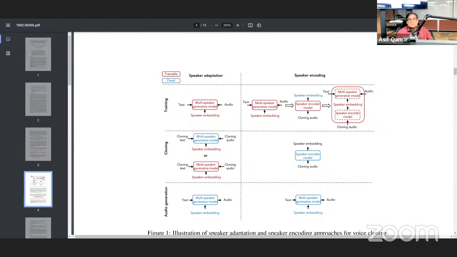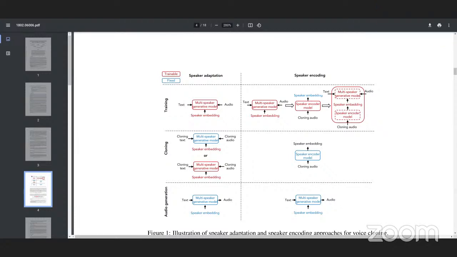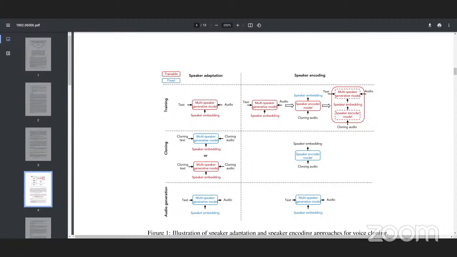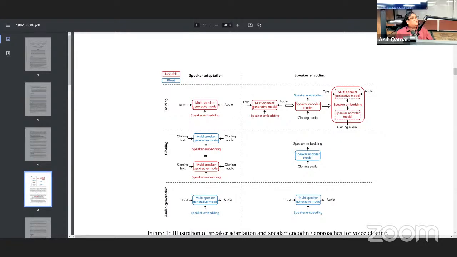One quick question. Why did it need to pass in the speaker embedding? It was already passing... I think there is a question, but we can't hear it. We can't hear you. You'll have to enable your voice.